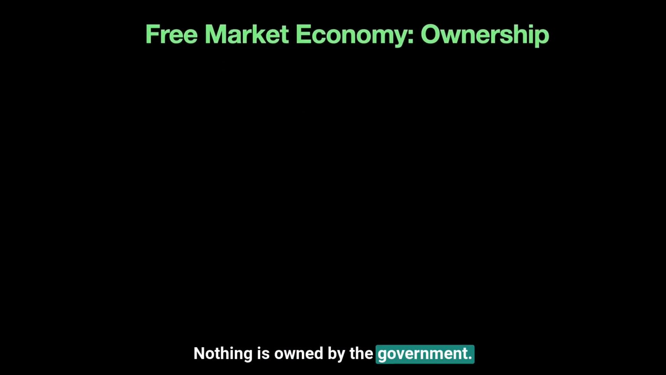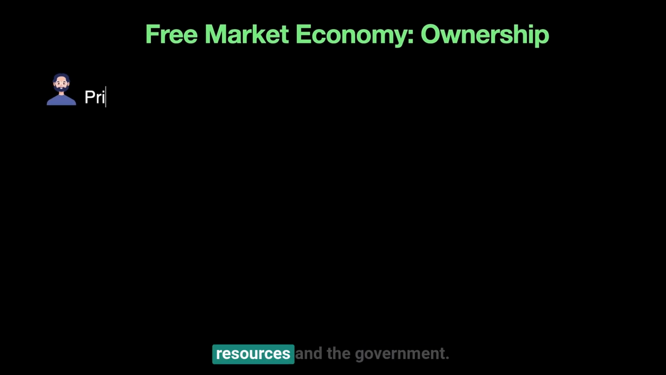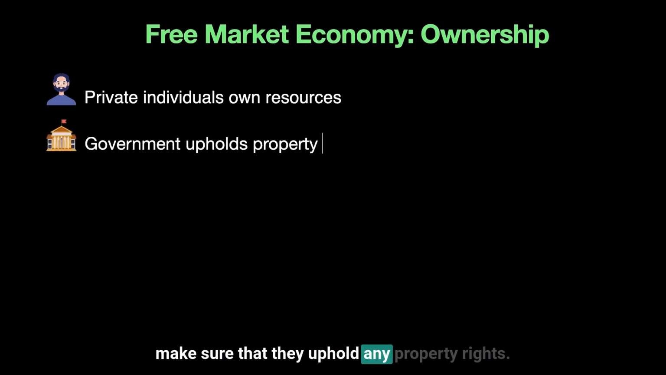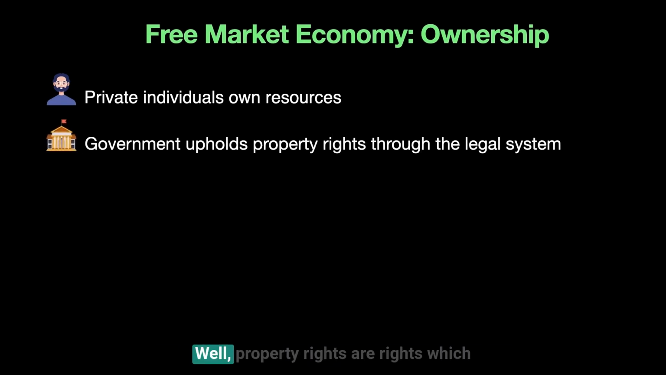Nothing is owned by the government. Private individuals own these resources, and the government, as we said, has a limited role, and that role is to make sure that property rights are upheld. What are property rights? Property rights are rights which allow you to not lose your property to somebody else. For example, if I own a car, I have property rights over it. Somebody cannot randomly come and take it away from me, which means there is a legal system protecting everyone's property rights. And in a free market economy, the government has this limited role to play.